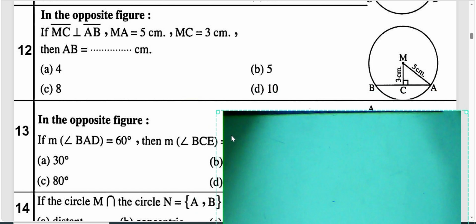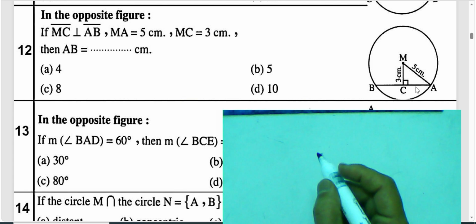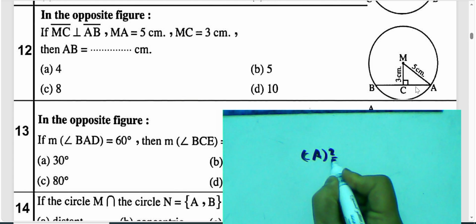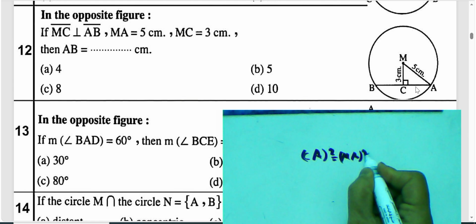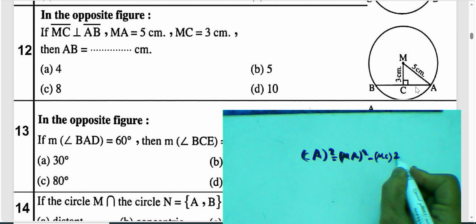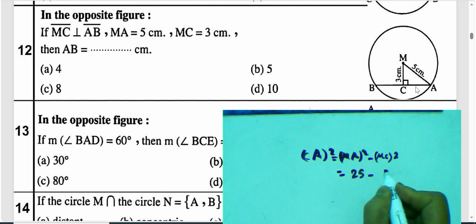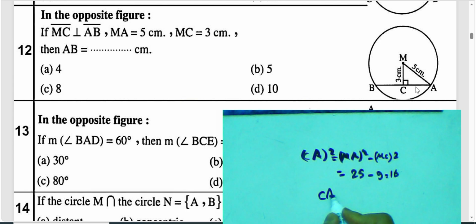MC is perpendicular to AB, and MC is 3 cm, MA is 5 cm. I want to find the length of AB. First step, we know MC is a straight line passing through the center of the circle and perpendicular to the chord. Then C is the midpoint of AB. And also we can find CA from the Pythagorean theorem. We have CA squared equals MA squared subtracted by MC squared. We have 25 subtracted by 9 equals 16, and CA equals the square root of 16, which equals 4 centimeters.